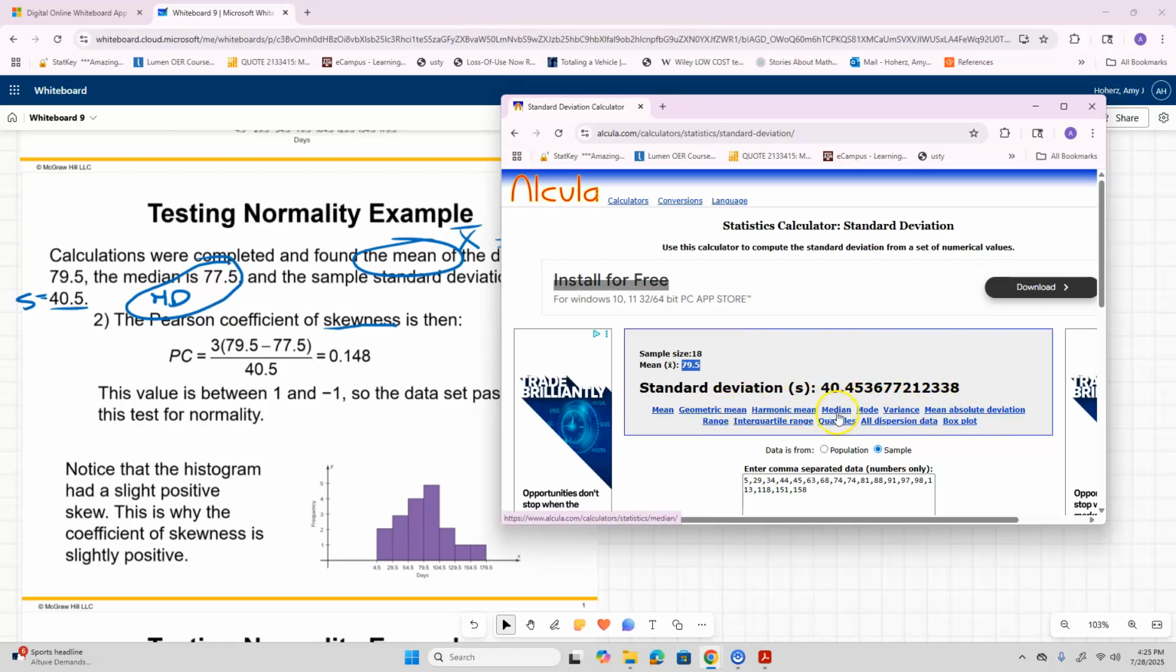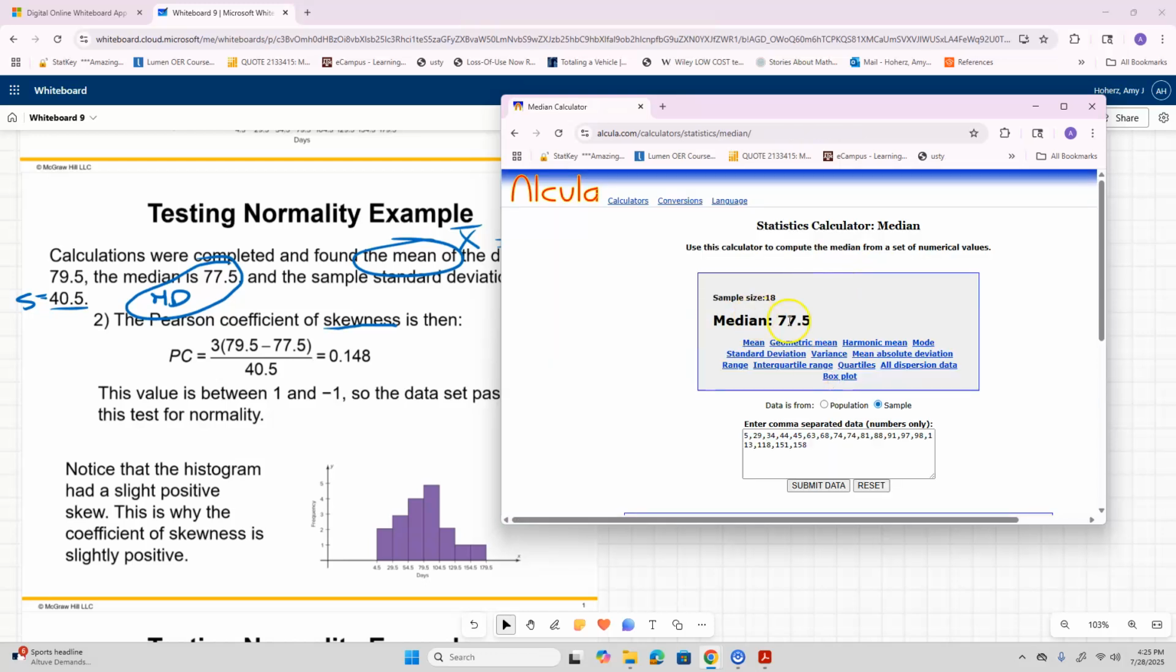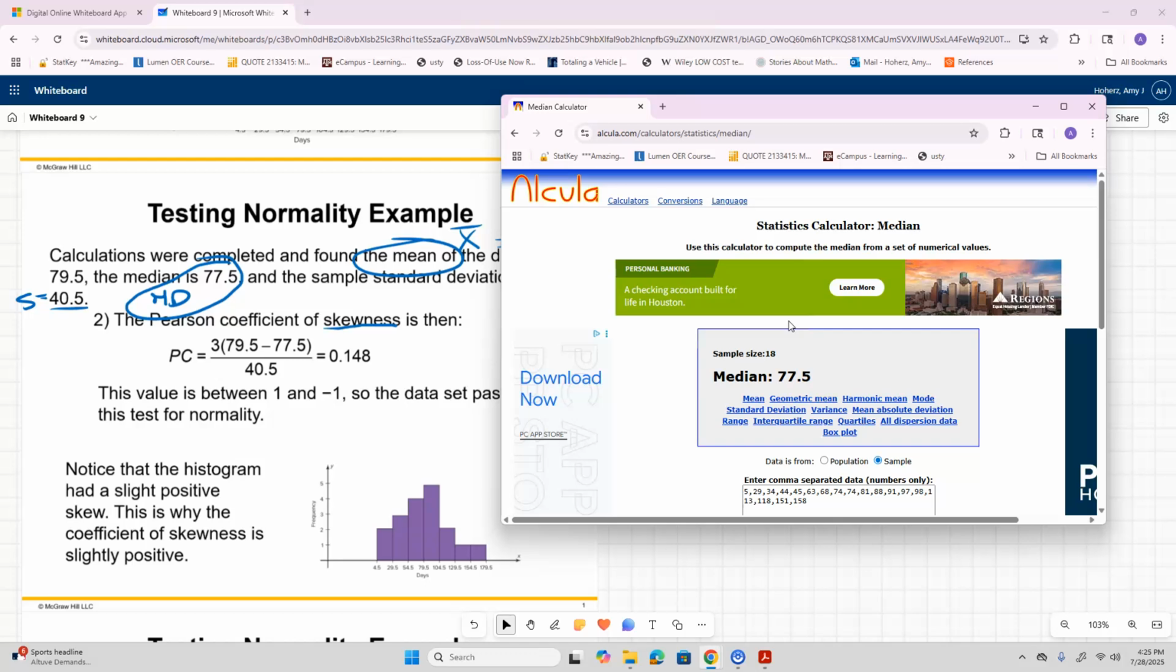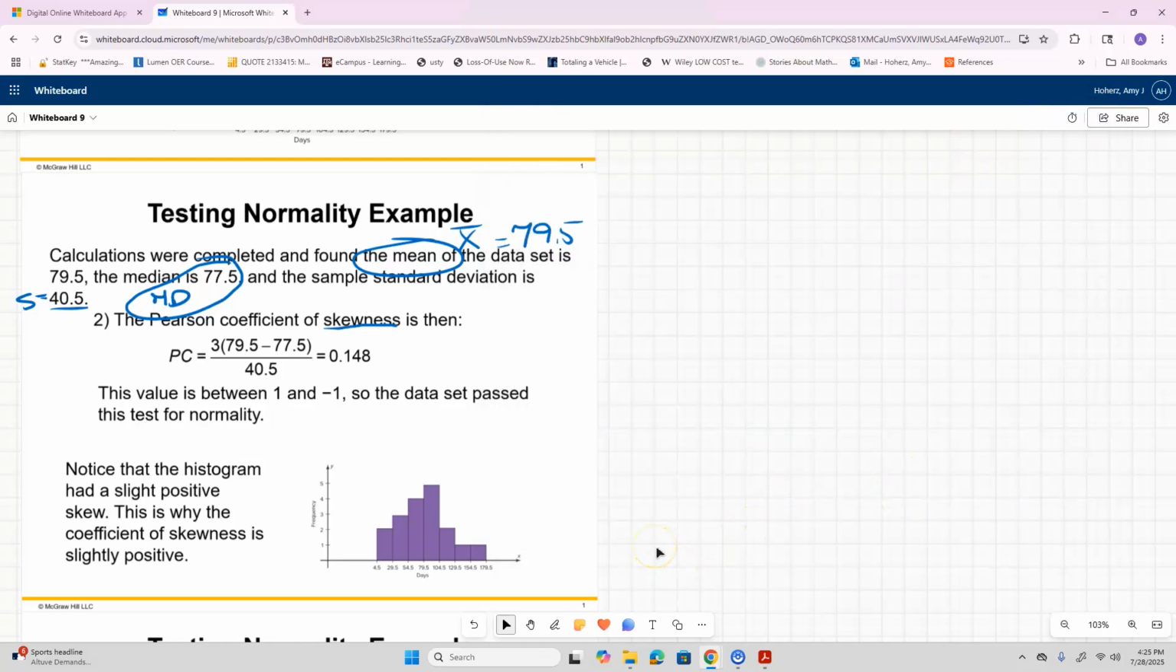And then you can click down here for other things. So I'm going to click right there, and it'll tell us that the median is 77.5. So Elcula will get you all those values if you ever need those, whether it's in this class or another class. You can get all those data values real quickly by putting your data into the online calculator. Okay, so now back to what we were doing.